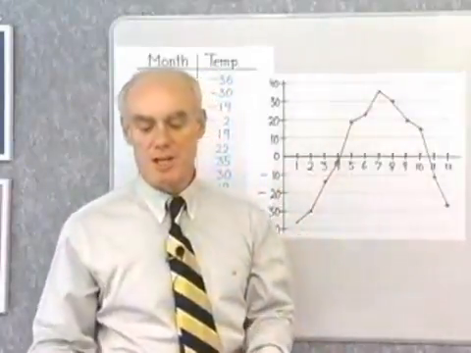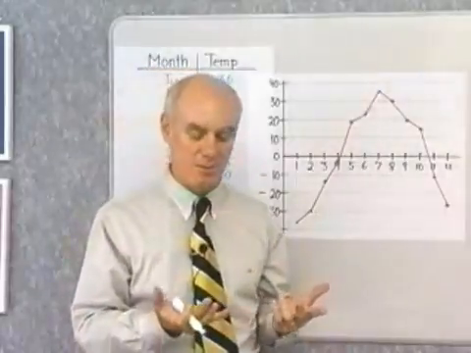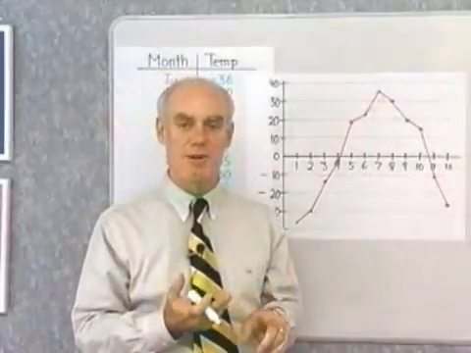So as far as representing information graphically, we have three things that we can use right now: histograms, scatter diagrams, and line graphs.